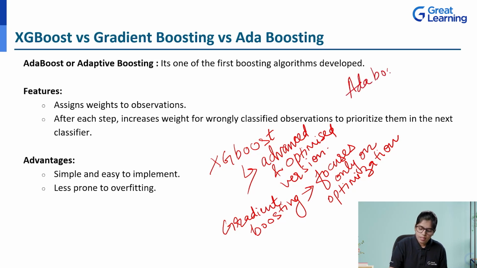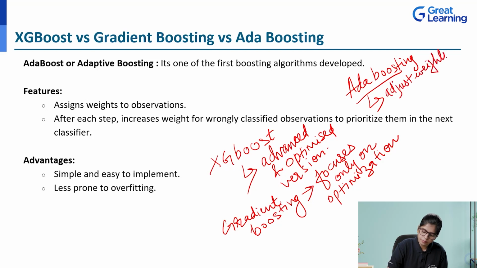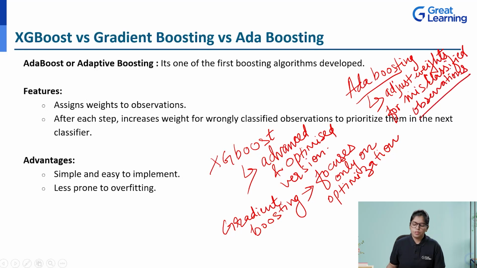If I write about AdaBoosting here, what does it do? AdaBoosting is all about adjusting the weights. So the first point is to adjust the weights, and why do we adjust these weights? For misclassified observations. For this purpose we use AdaBoosting.